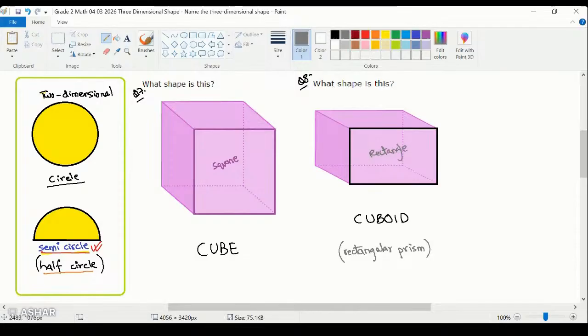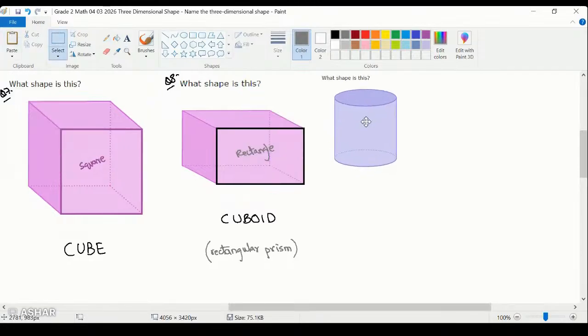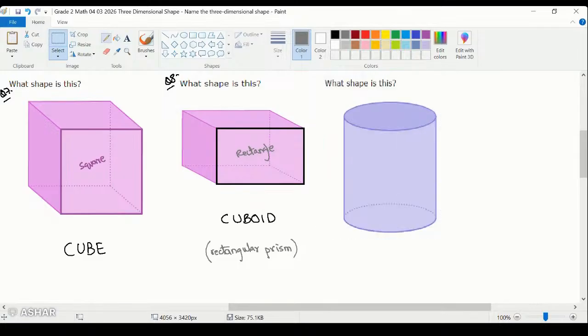Let's do another question. What is the next shape? The next shape looks like a pipe or a soda can. Question number 9. What is the name of this shape? Question number 9. What is the name of the shape in question number 9?